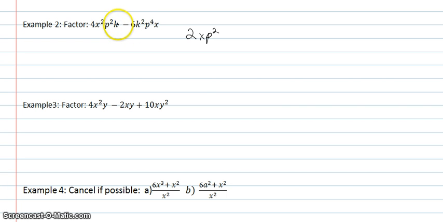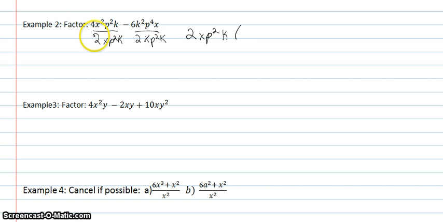And then they at least have 1k, so I'm just using the smallest exponent of the variable that they both have. If only one has the variable, I don't use it. Okay, so when I divide that 2xp squared k from both of these, let's see what's left, and that's what goes inside the parentheses beside that monomial that we're factoring out.